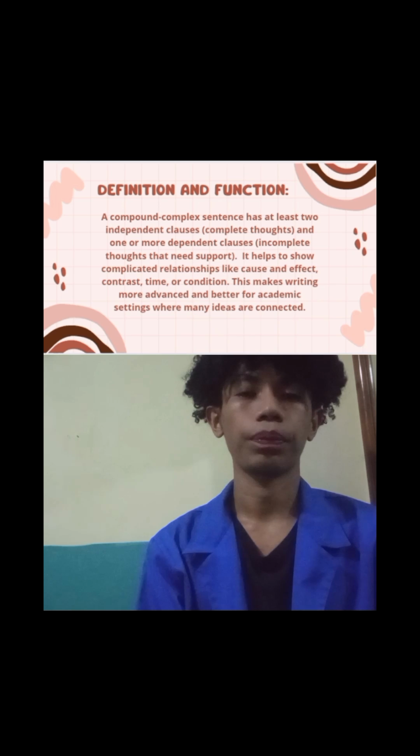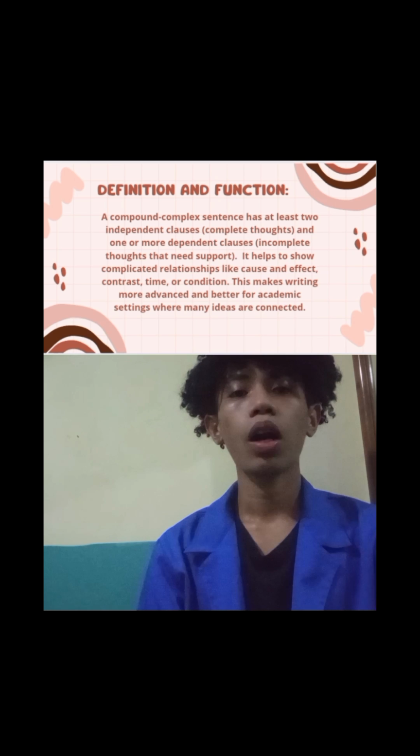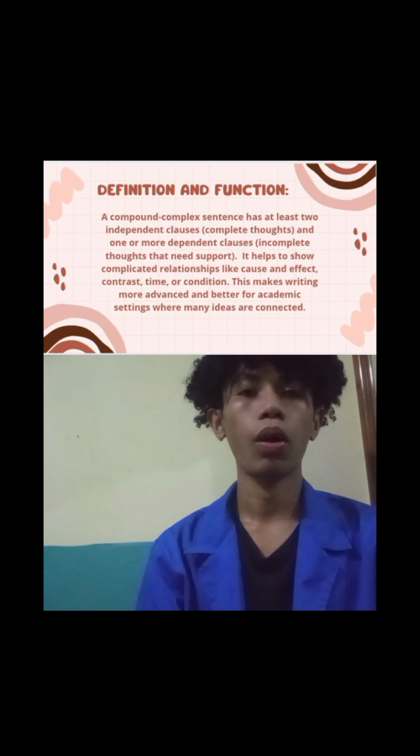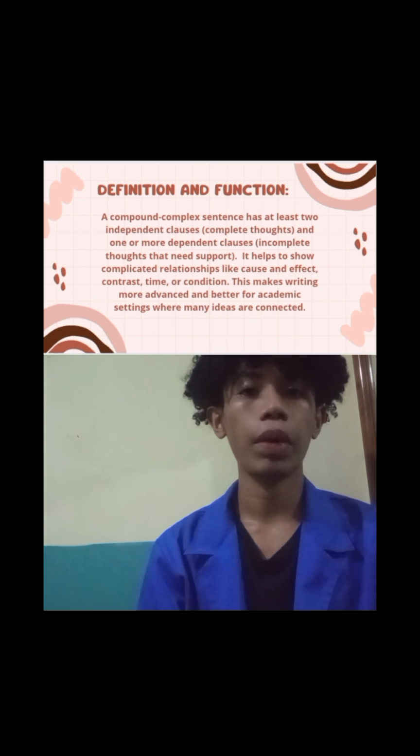Definition and function. A compound-complex sentence has at least two independent clauses, complete sentences, and one or more dependent clauses, incomplete sentences that need support. It helps to show complicated relationships like cause and effect, contrast, time, or condition. This makes writing more advanced and better for academic settings where many ideas are connected.